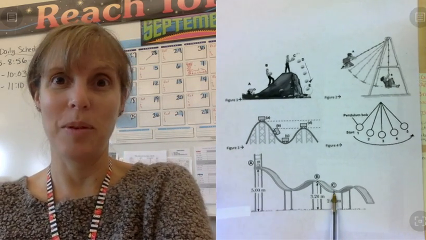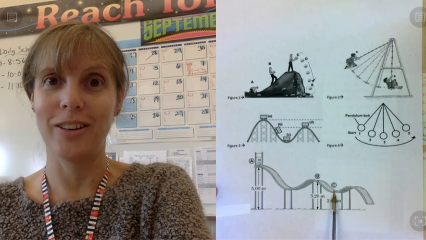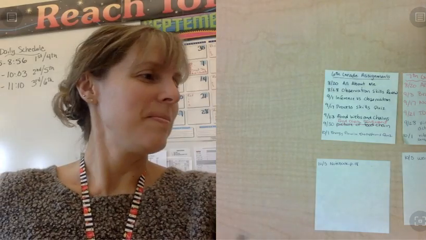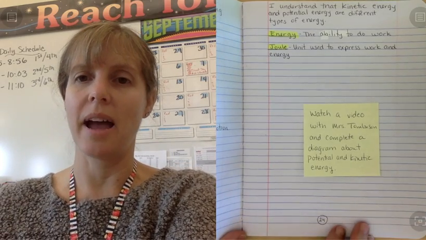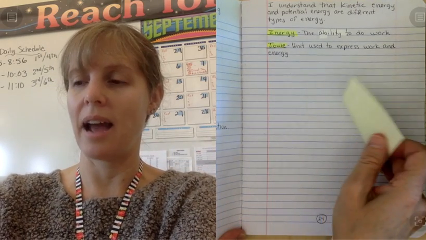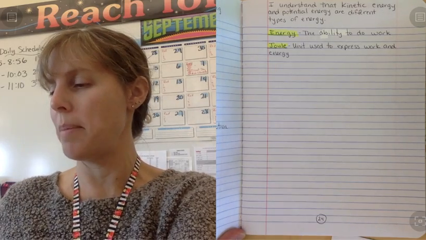All right, I hope you're ready with your notebook. Pause me if you need to. Let's look at our notebooks and complete this page together. Remember earlier I told you to watch a video with Mrs. Tomlinson and complete a diagram about potential and kinetic energy. I'm going to take that off. I'm going to draw my picture with you. Okay, so let's hope that I'm not too crazy sloppy.